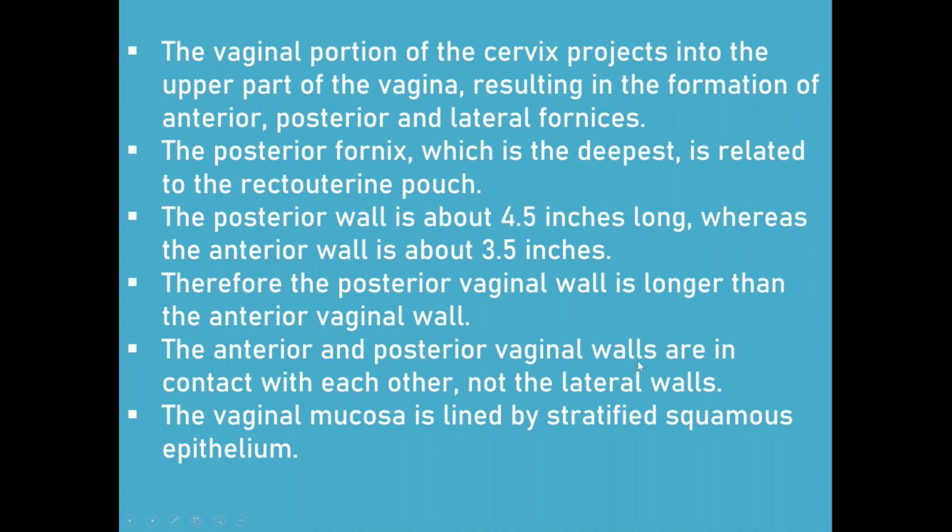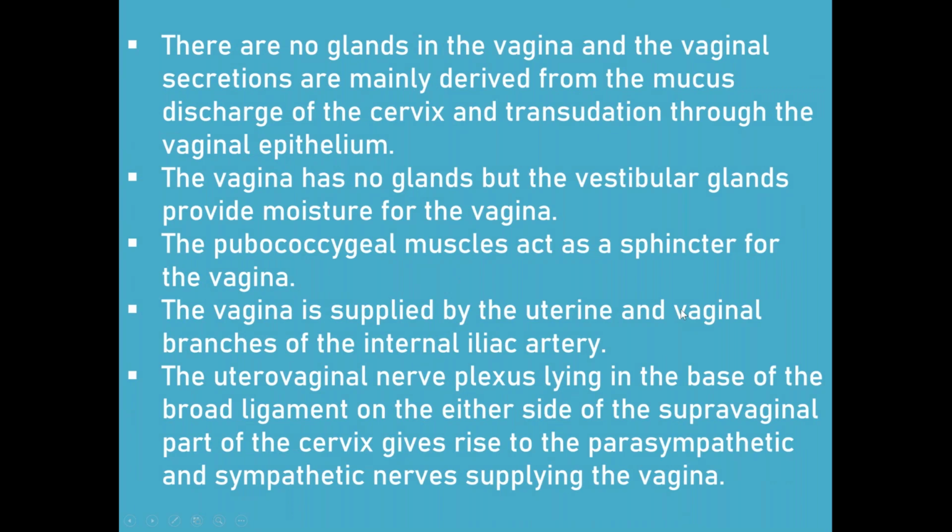The anterior and posterior vaginal walls are in contact with each other, not the lateral walls. What about the vaginal mucosa? It is lined by stratified squamous epithelium. There are no glands in the vagina, and the vaginal secretions are mainly derived from the mucus discharge of the cervix and transudation through the vaginal epithelium. The vestibular glands provide moisture for the vagina, and the pubococcygeus muscles act as a sphincter for the vagina.